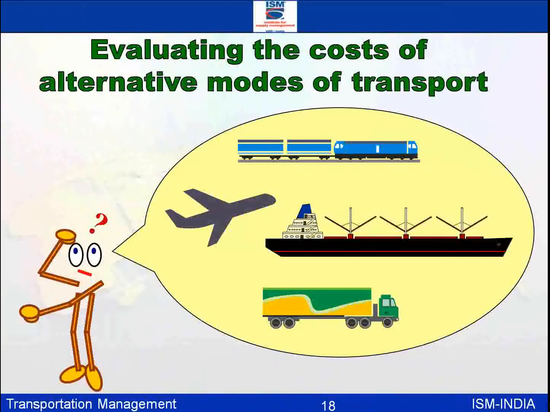Other modes, which are all competing: the truck, which is the major one. Then we have air. Then we've got the train.